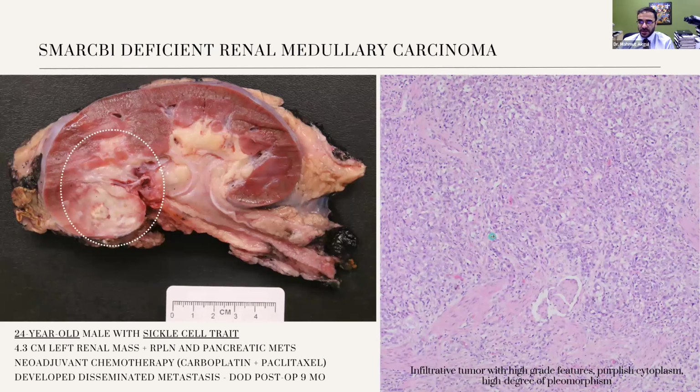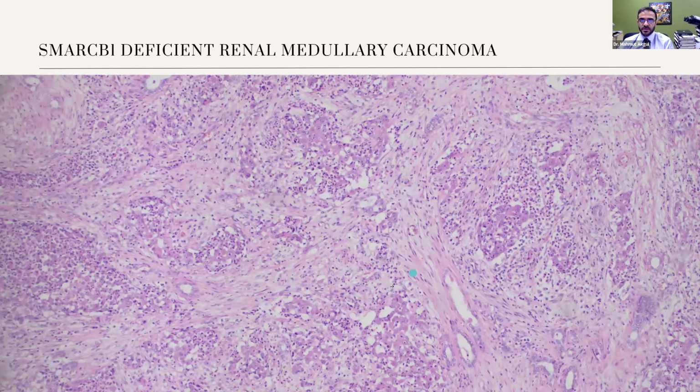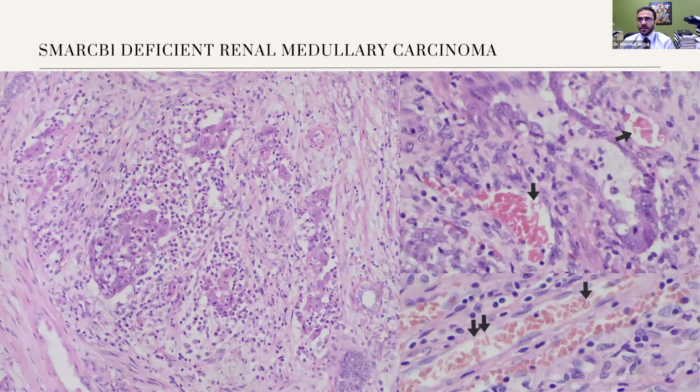In the microscopy, you can see an extremely infiltrative tumor with predominantly basophilic cytology, high-grade pleomorphism, and sheets of tumor cells. Sometimes you can see these pockets of tumor cells. Very ugly pleomorphic tumor cells with basophilic cytoplasm, and interestingly, these tumors have polymorphonuclear leukocyte infiltration. It's a very common phenomenon for SMARCB1-deficient renal medullary carcinoma. And on the left side, you can see a higher power image of the same polymorphonuclear leukocyte infiltration.